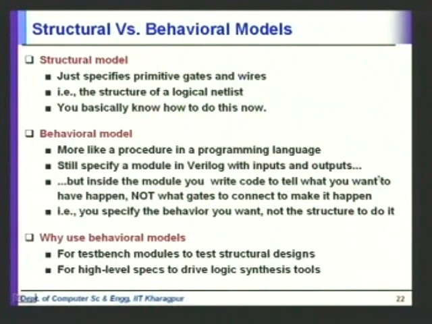So we will conclude this with this slide, where we now move into behavioral models. Right. So far we have only talked about structural models and writing a test bench and wrapping it around the DUT. Now, the structural model specifies the primitive gates and wires. It specifies the structure of a logical netlist, and you basically know how to do this now.